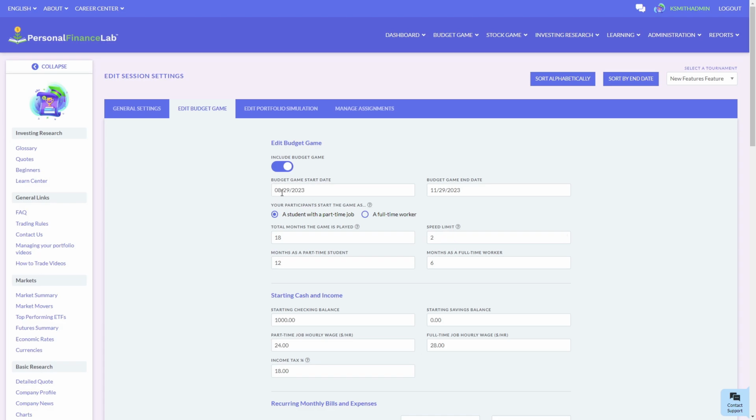Next week, in the first week of September, with the speed limit of 2, students would be able to complete up to 4 months, because there's 2 months of the budgeting game per week of real life time. That's what I mean by students can always catch up, they just can't get farther ahead.